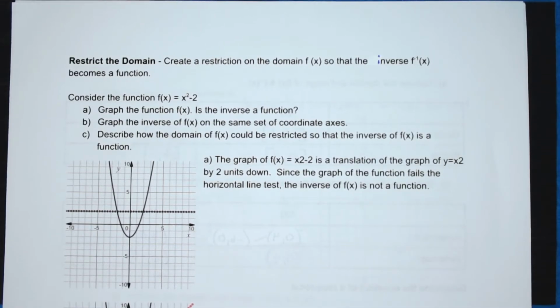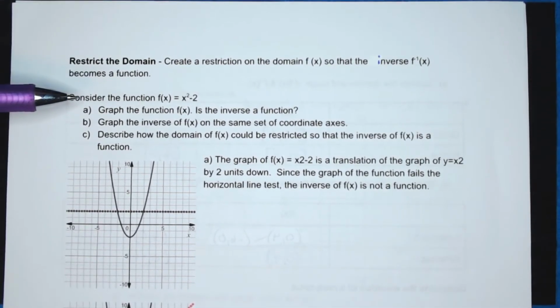Another method that we can do to make sure that the inverse shown is a function is to restrict the domain on the original graph. So what we do is create a restriction of the domain of f(x) so that the inverse f^-1(x) becomes a function. So if we have this original graph, f(x) is equal to x squared minus 2. Here's a, b, and c.